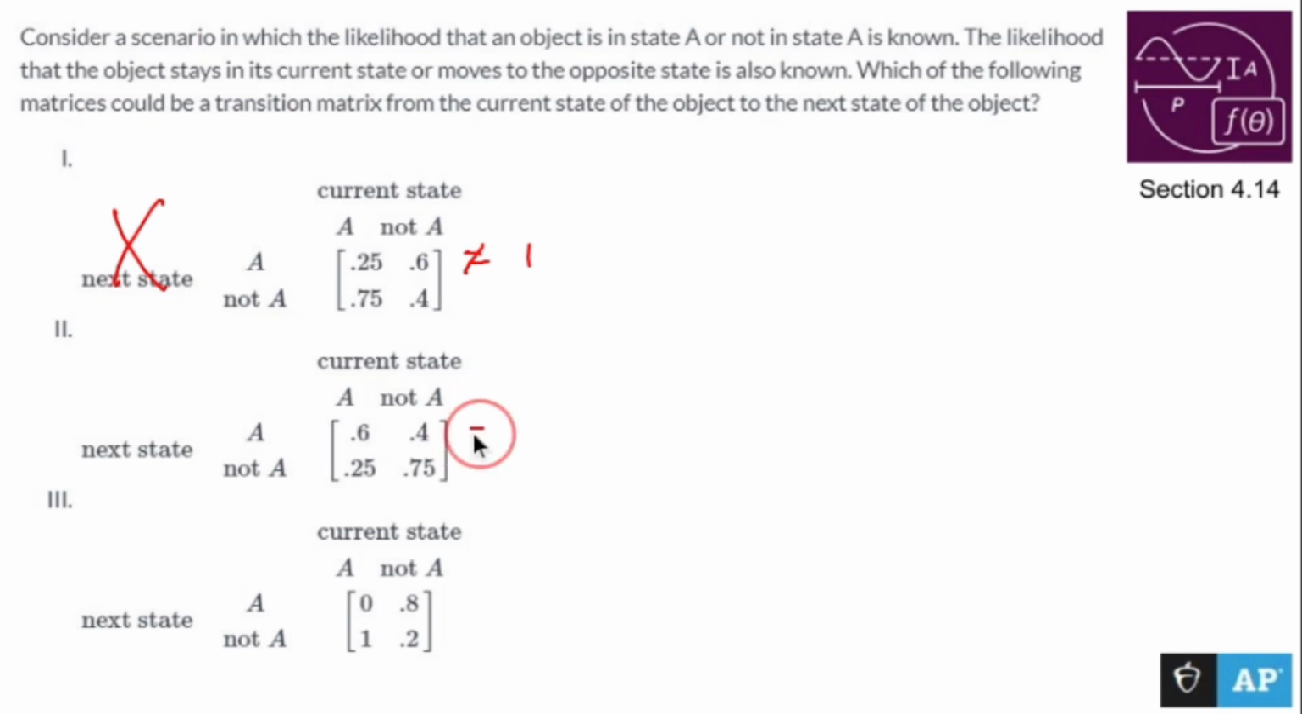0.6 plus 0.4 is 1. 0.25 plus 0.75 is 1. I don't care about the columns. That has nothing to do with anything. That's good, that's good, that's good, that's good.